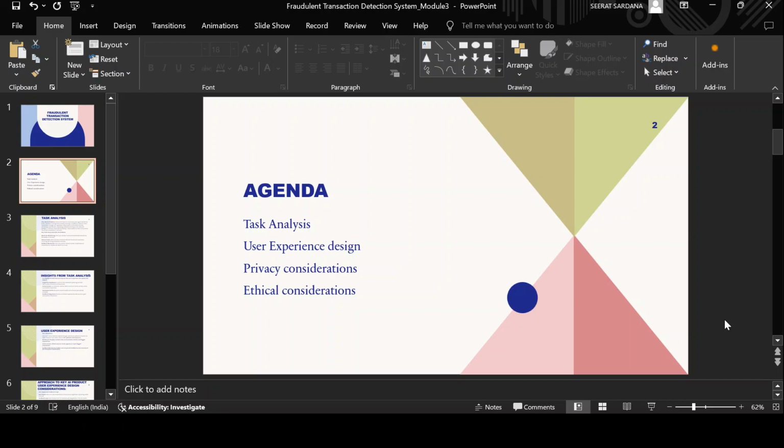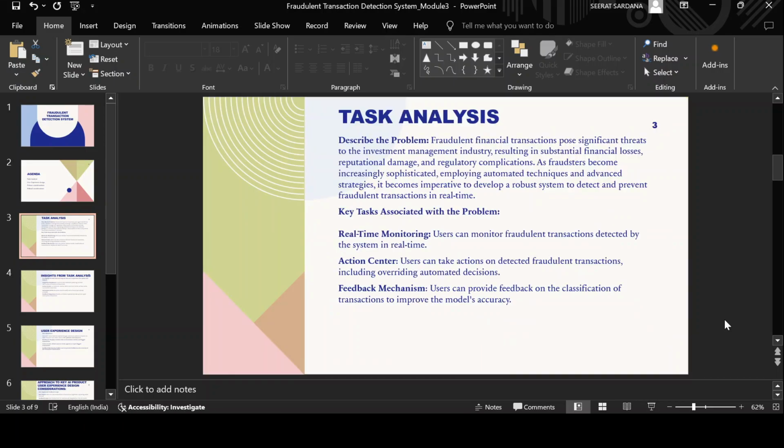Last one is the ethical consideration and what all things we have thought through on the ethical part of this particular implementation. Jumping on to the first one, which is task analysis.